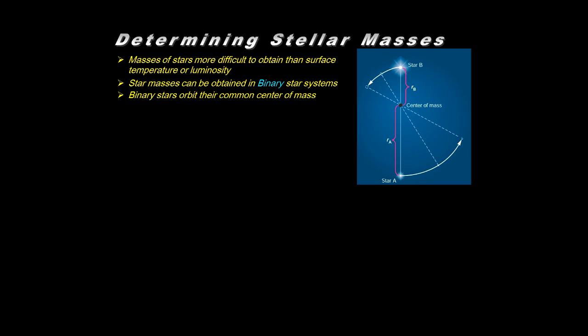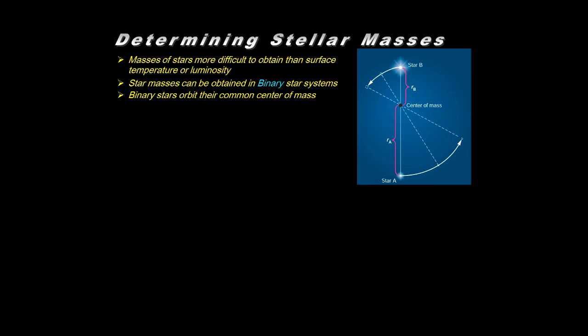And many of the stars out there are binaries. They orbit their common center of mass, as shown here. It's kind of like a seesaw or a teeter-totter. If you put a large kid on one side and a light kid on the other side, to give them balance, the bigger kid has to be closer to the pivot point.